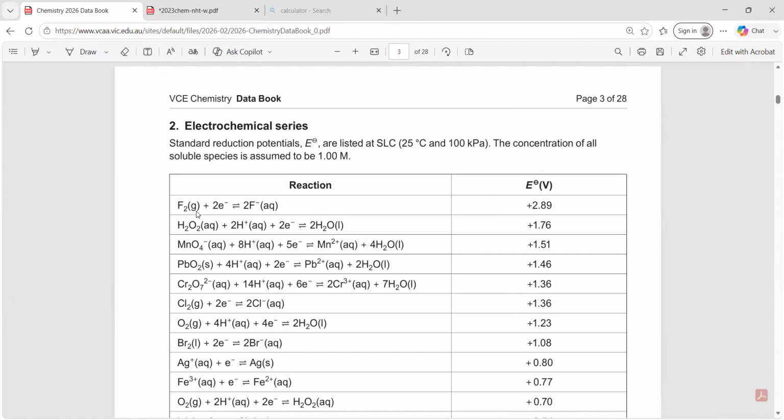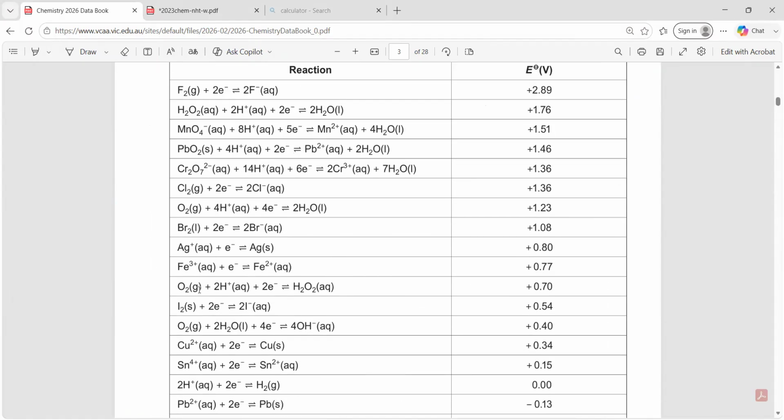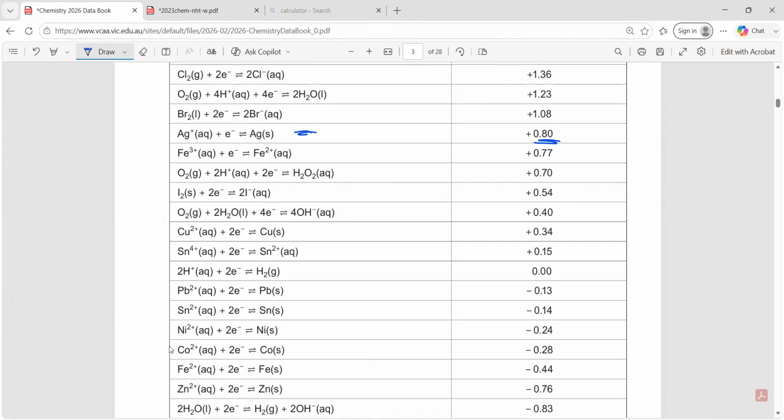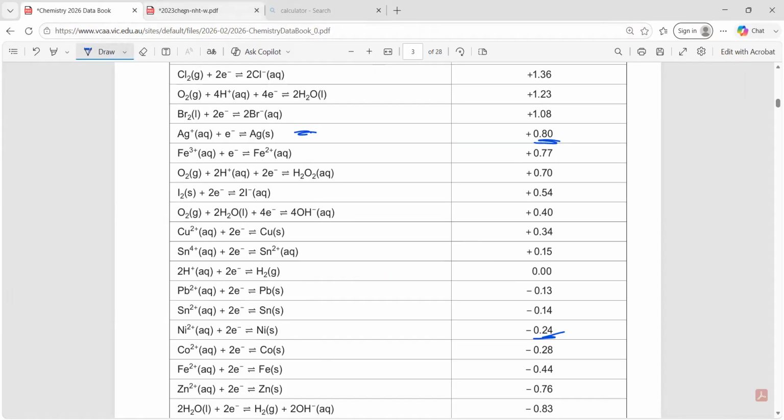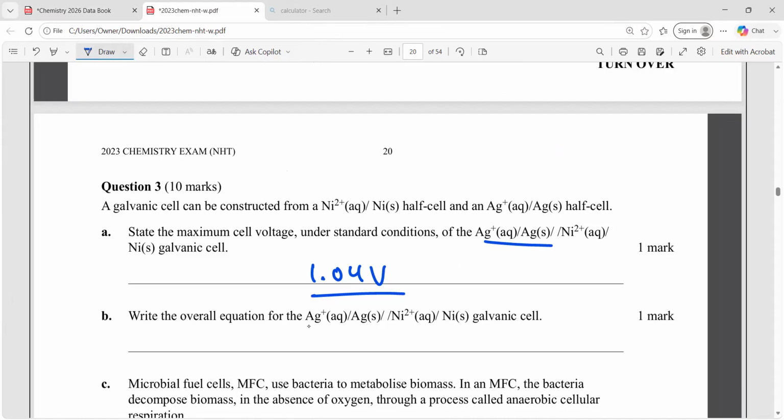So you want to find Ag. Every time I see a silver half cell, I always know it's going to be on top. I mean, it is really high. So Ag is here, and then we've got Ni2+, which is there. So that's 0.80 minus negative 0.24, which is 1.04 volts. Cool. I don't know if they require the plus, but I think it's okay.